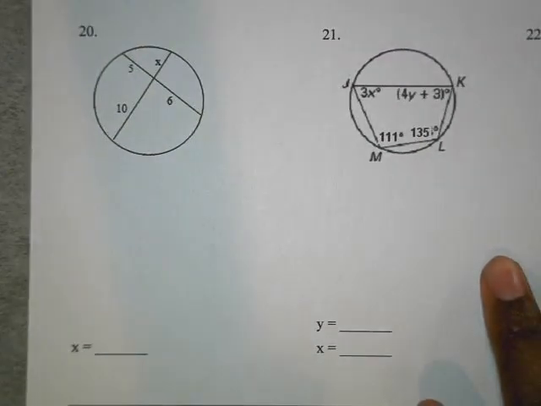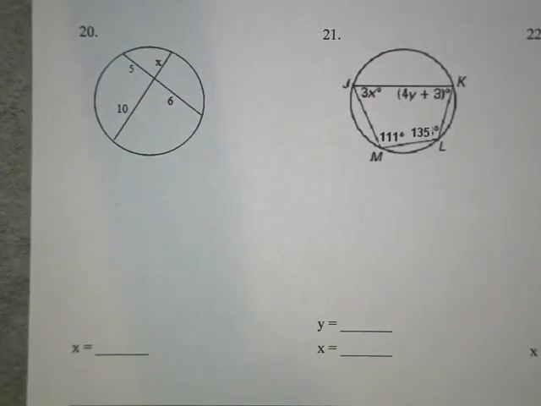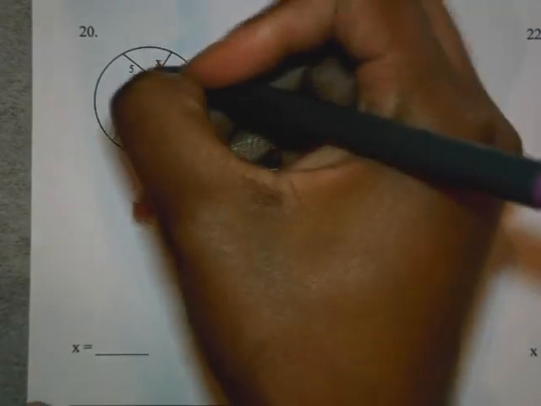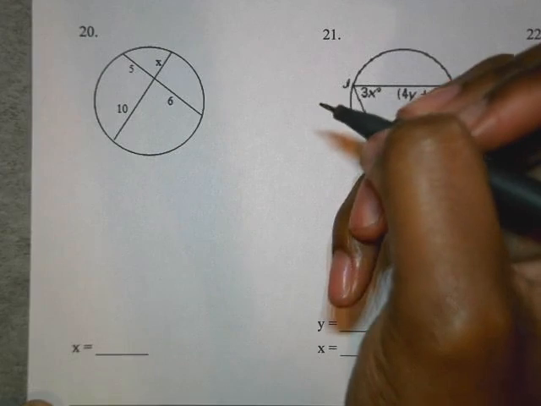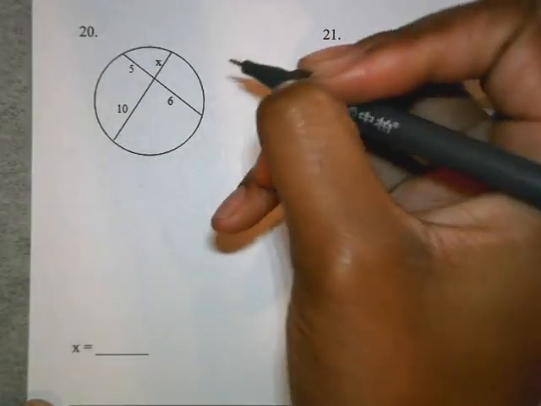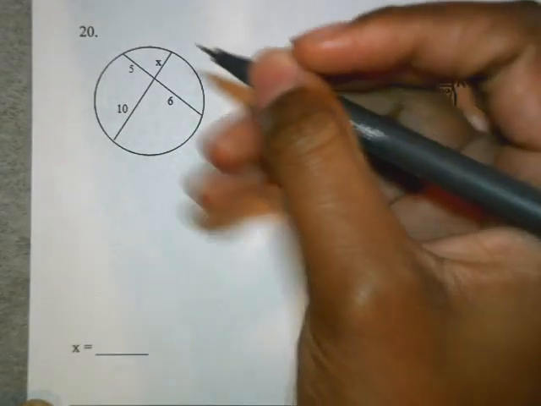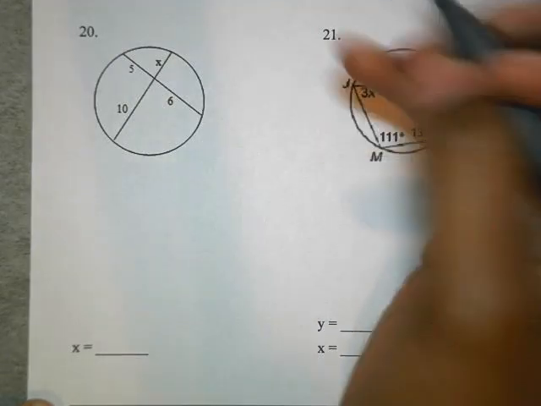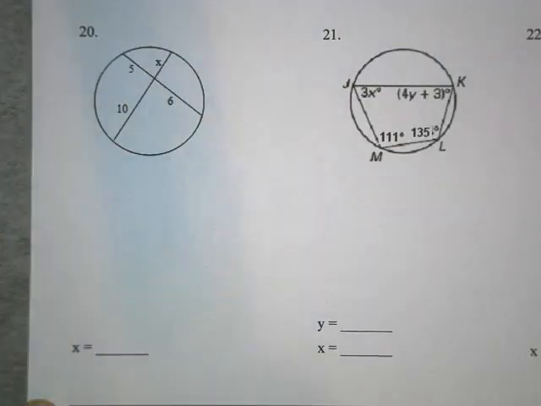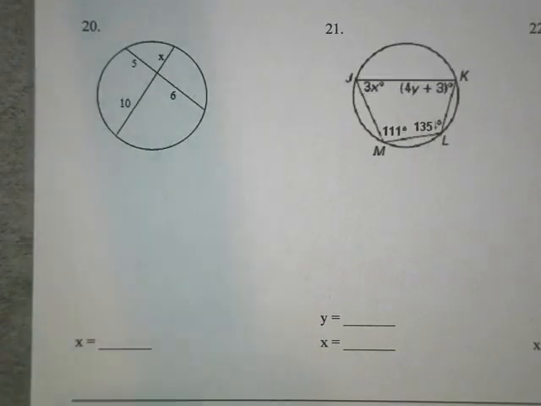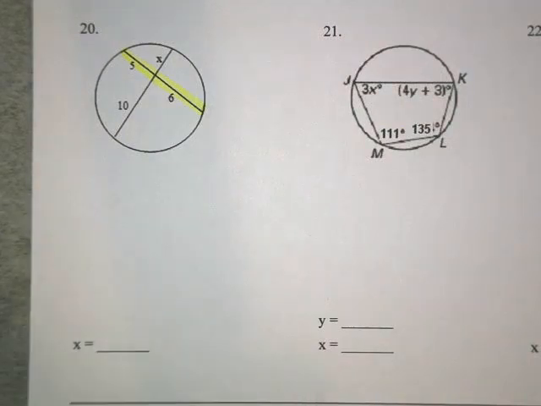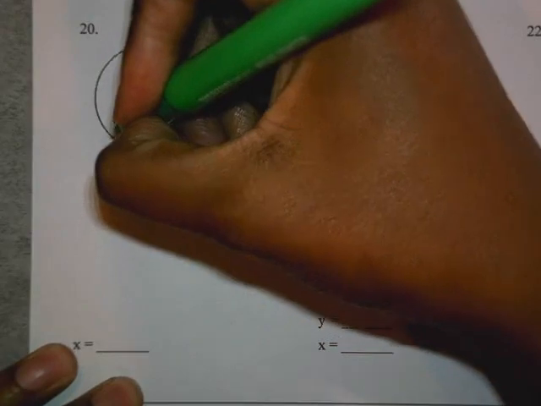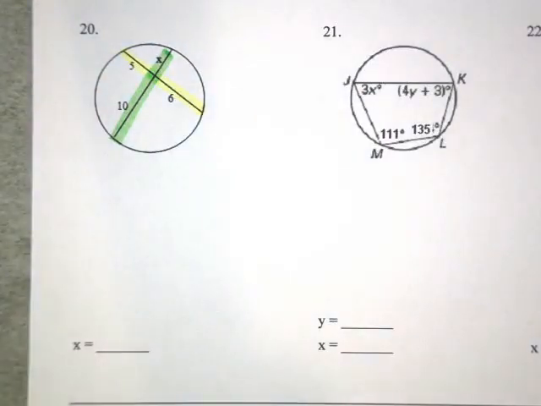All right, on number 20, I don't know if we did, I think we did this in class. What we're going to do is basically multiply and make these two chords equal to each other. So that means that this is one chord and this is my other chord.